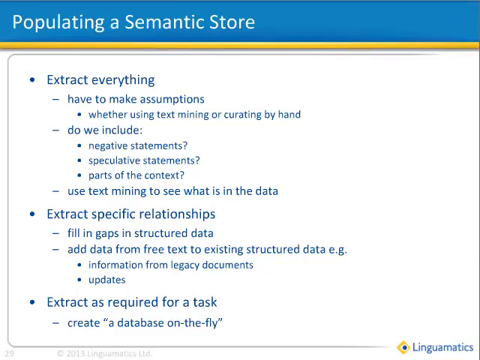With extracting specific relationships, you can use the text mining to fill in gaps in structured data, or you can add data from free text to the existing structured data, whether that's information from legacy documents which don't yet have structure, or dealing with different updates to the data so that you can pull the structured data in more quickly. And it can be that you'll have missing relationships. So you may have structured data for compounds to diseases, but you might be missing structured data from genes to compounds.